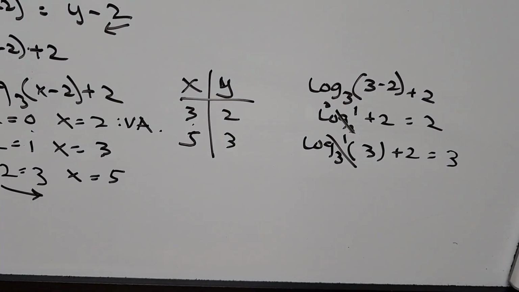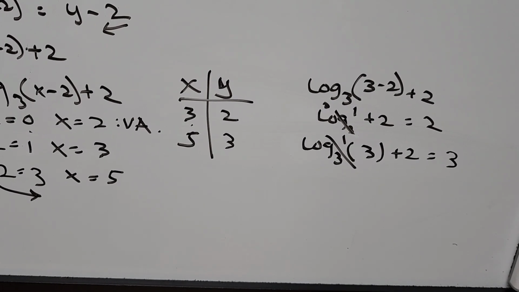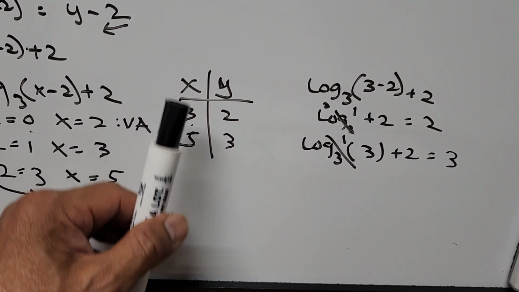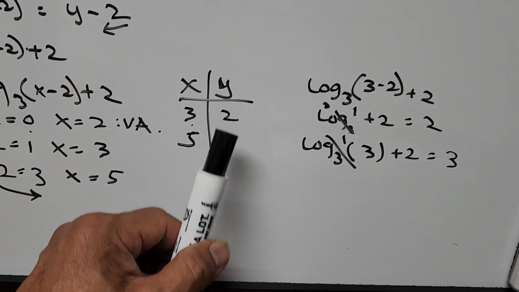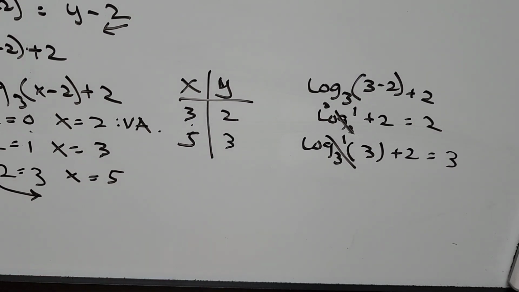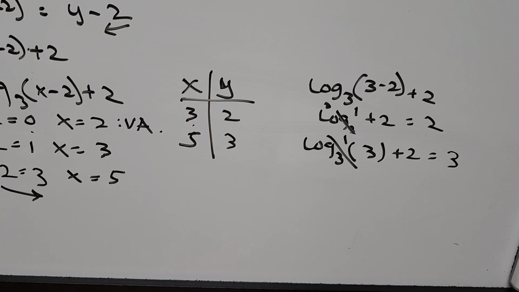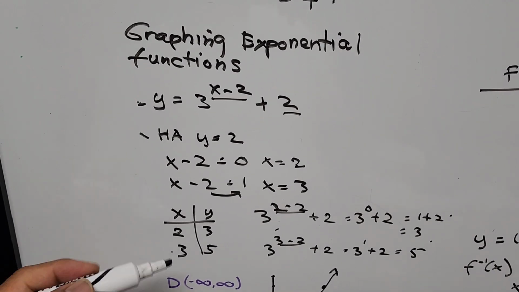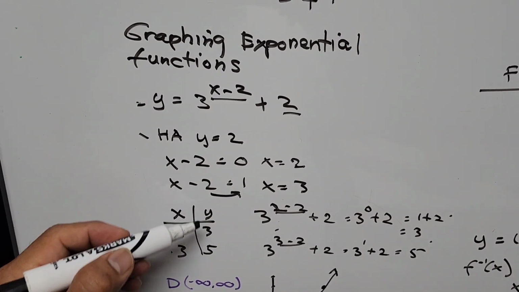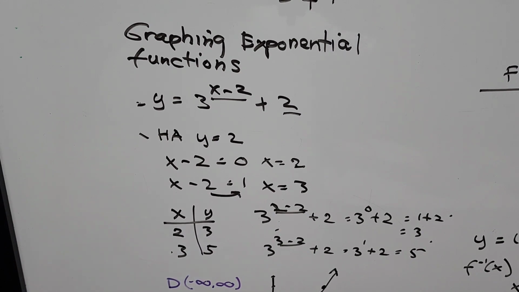Now if we go back to our graph of the exponential function that we did earlier, the first one that we did, we have the values of x and y flipped. X is 3 and 5, y is 2 and 3. If we take a look back there, we will find that the numbers are flipped. We have x values 2 and 3 and y values 3 and 5. So whenever we have the inverse of the function, we get these values flipped.